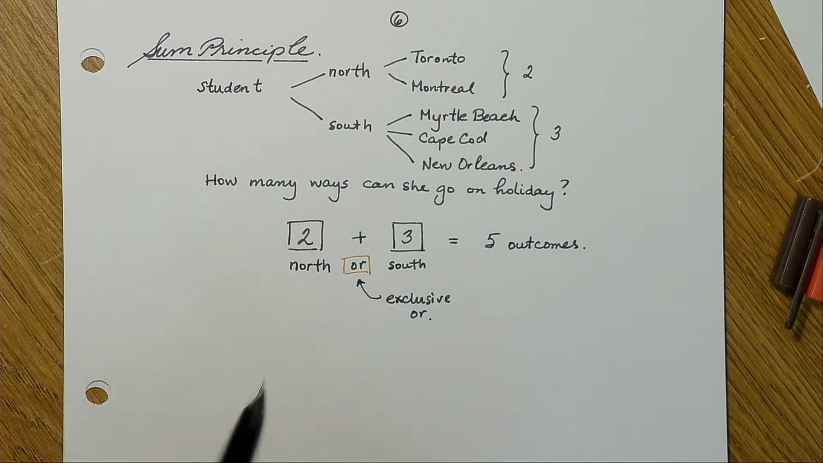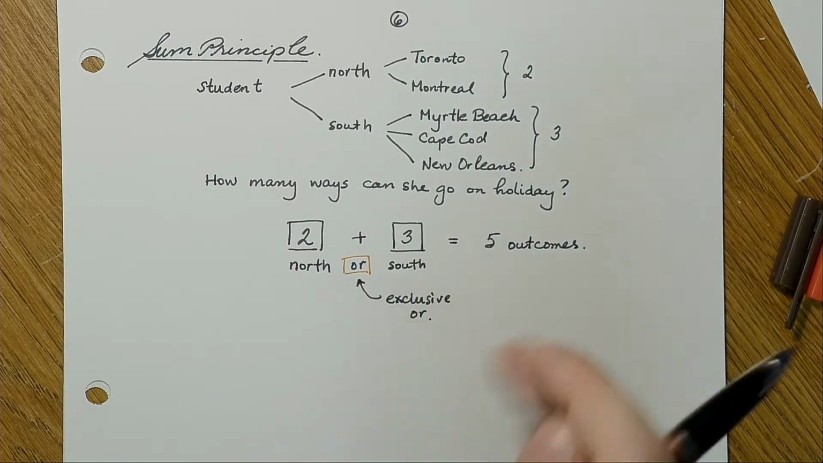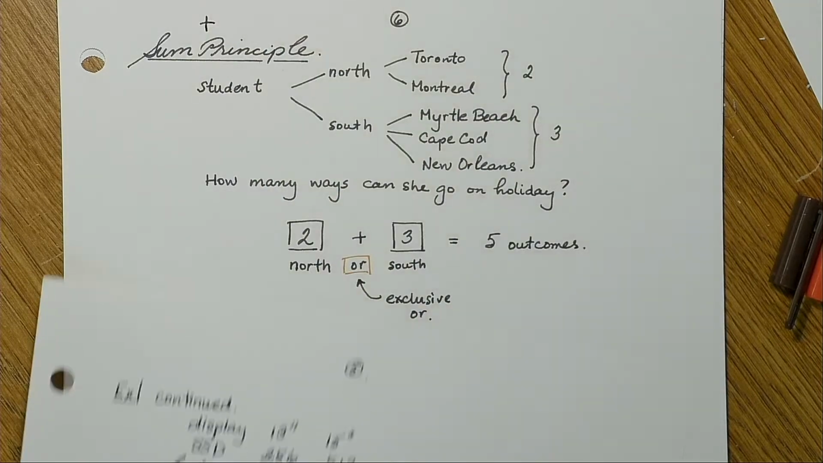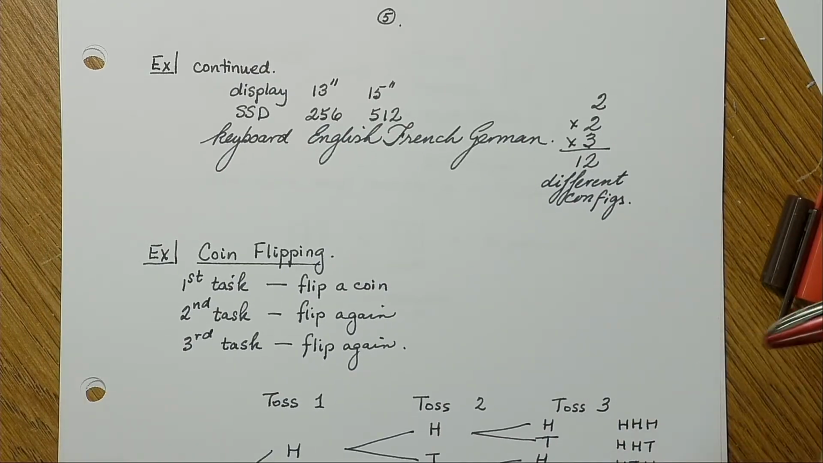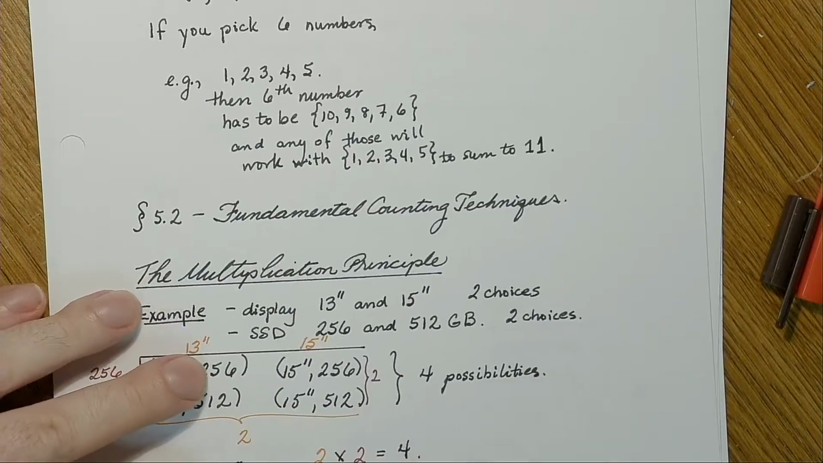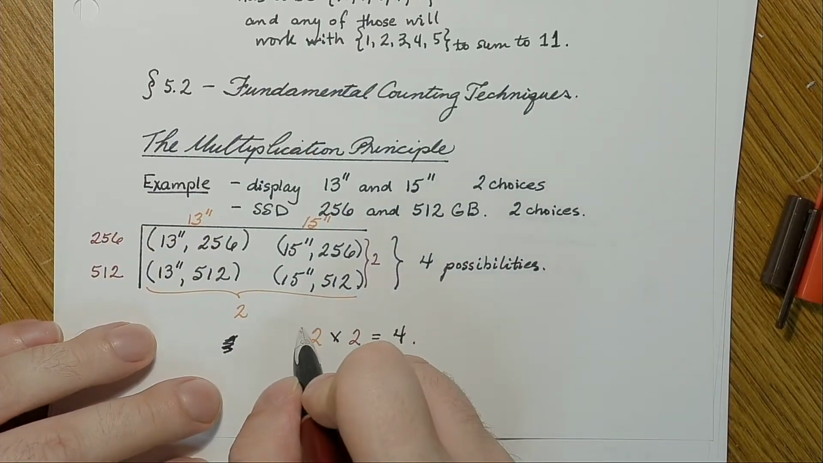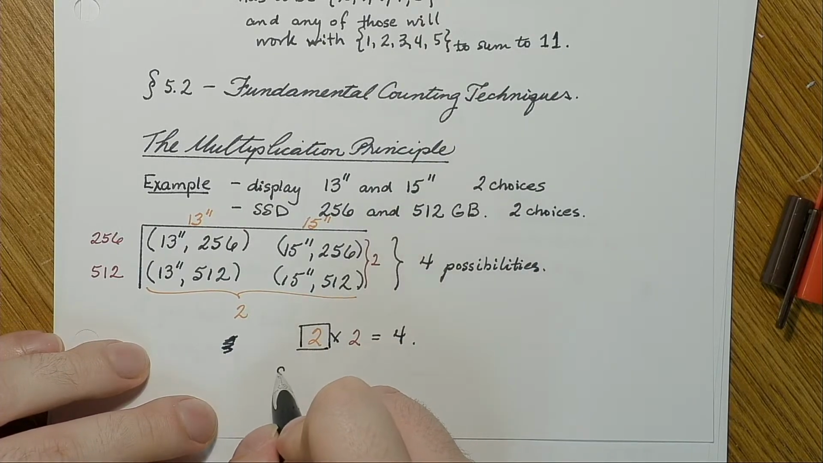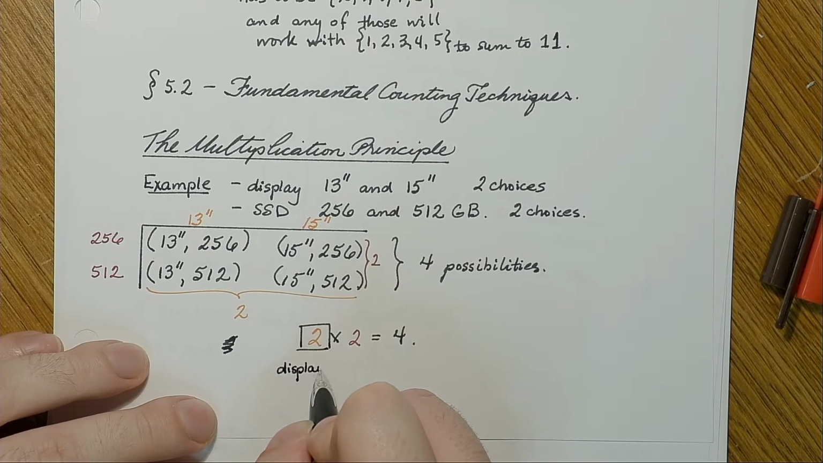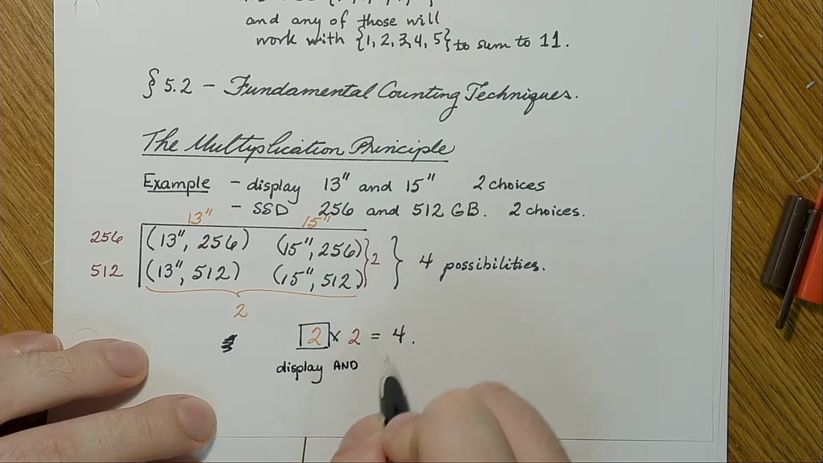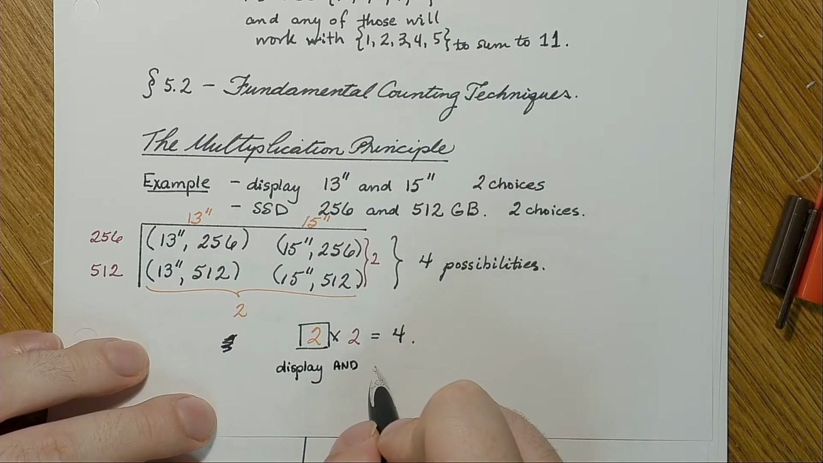Is the or. So you could go north or south. Whereas with the sum principle, you can think of it as adding, which is the sum. And with the multiplication principle, going back to this, I picked a display, and with the multiplication, it's and I choose the SSD.